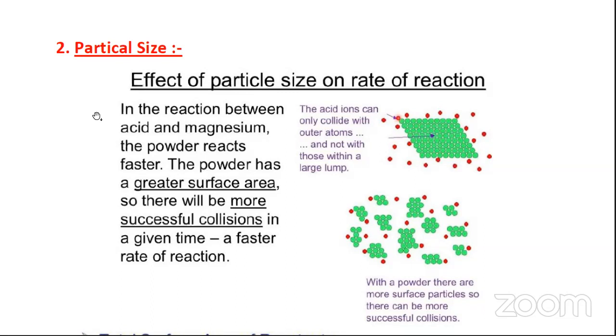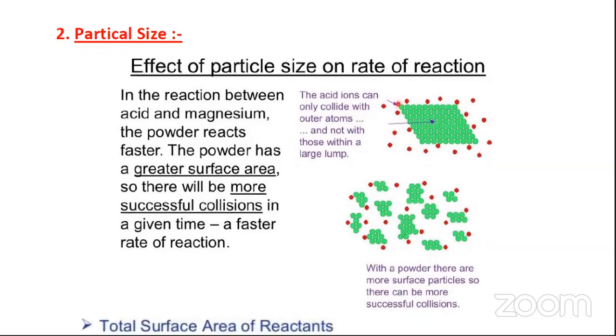With a powder, there are more surface particles, so there can be more successful collisions. So, in the reaction between acid and magnesium, the powder reacts faster. The reason the powder reacts faster is that it has a greater surface area, so there will be more successful collisions in the given time, and hence the rate of reaction will be faster.